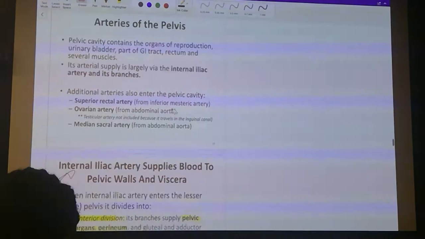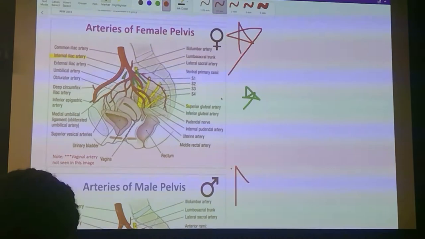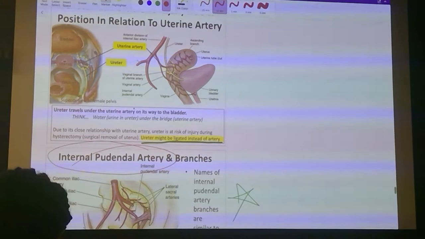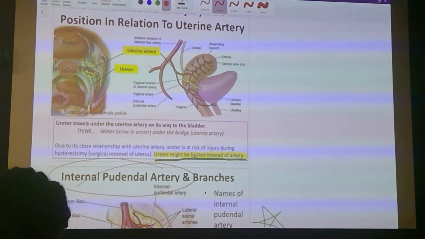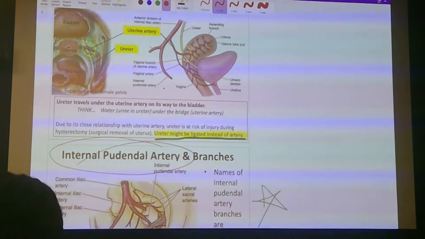For this one, it's just going to be identifying the vessels in the pelvis. Good luck. But you have to know the blood supply to the uterus. There are two sources of blood. It can come from the uterine artery, which comes from the internal iliac artery.